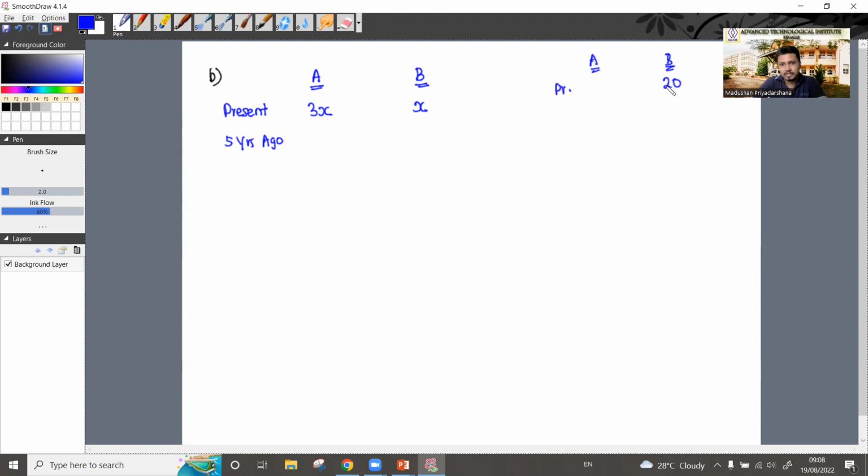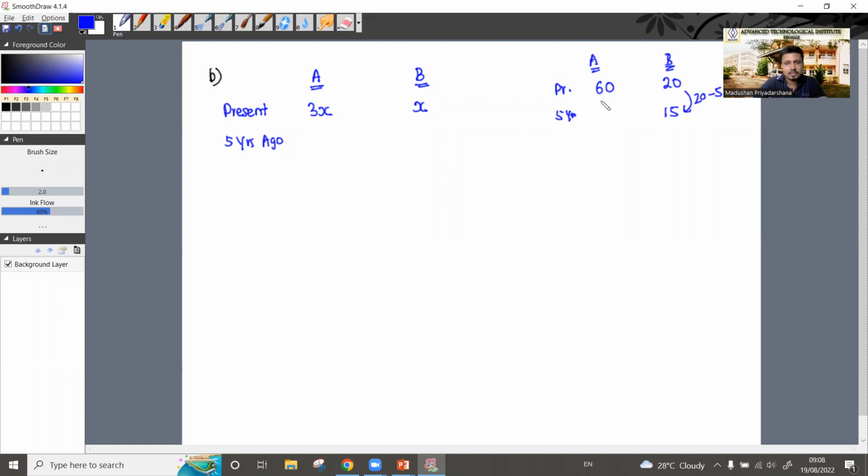If B's present age is 20, what should A's present age be? 3 times this. That is 60. If we say 5 years ago, what is B's age? How can we take that? 20 minus 5, that is 15. So how have we taken this one? 20 minus 5. From the percentage, we need to deduct 5.